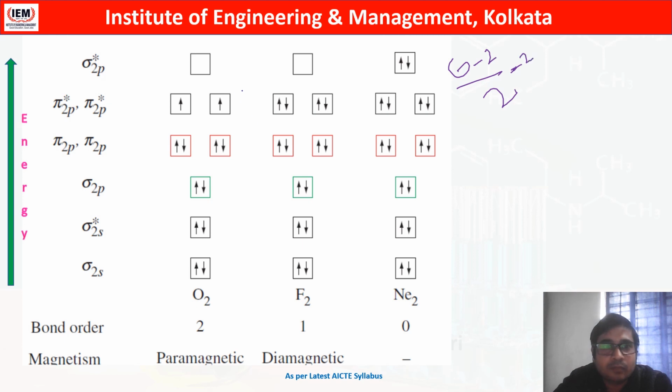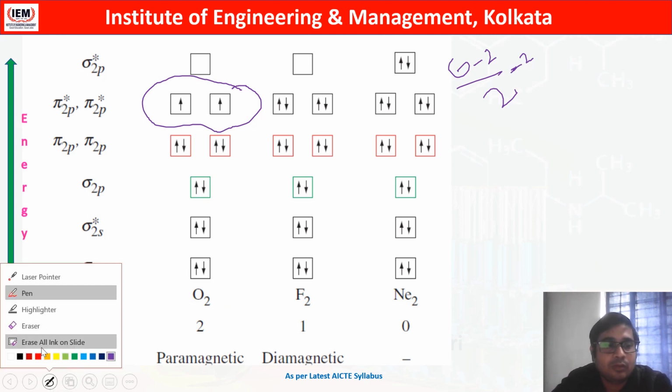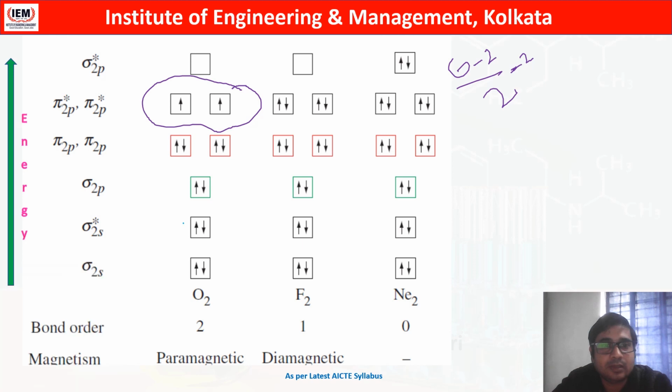And you can see there are 2 unpaired electrons present in case of oxygen, so that's why oxygen is paramagnetic. Very important to know. The reason why oxygen is paramagnetic is that it has 2 unpaired electrons. In case of fluorine, you can easily calculate the bond order. There are 6 bonding electrons, so 6 minus 4 antibonding electrons divided by 2, so it will give you bond order 1.